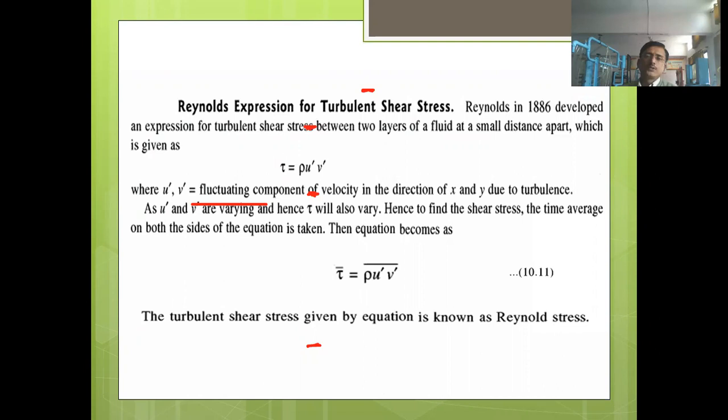You can note down this equation. Tau bar is equal to minus rho u dash v dash bar. Reynolds expression for turbulent shear stress.